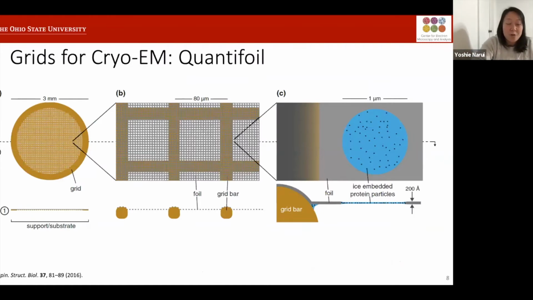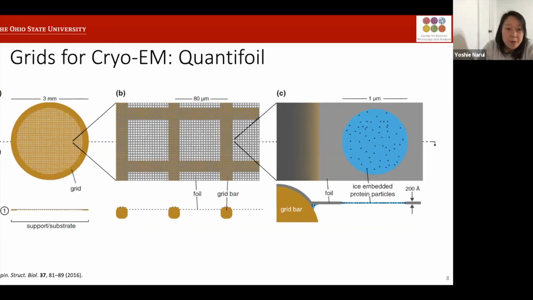Okay, so how do you actually prepare a sample? The most common substrate or grid that is used for cryo-EM is what's called a Quantifoil. Most of you hopefully have some familiarity with electron microscopy, so you have seen a TEM grid, right? The standard size is 3 millimeters in diameter. The actual mesh size is usually between 200 to 400, just depends on what type of samples you're looking at. And then the grid material itself tends to be copper or gold.